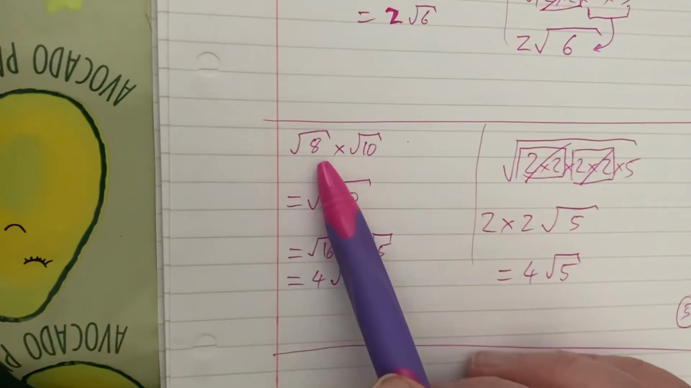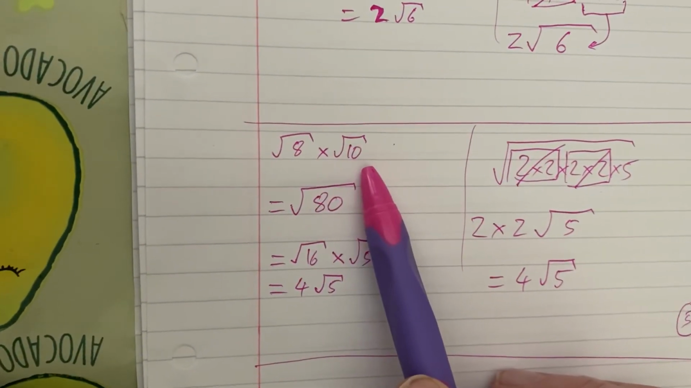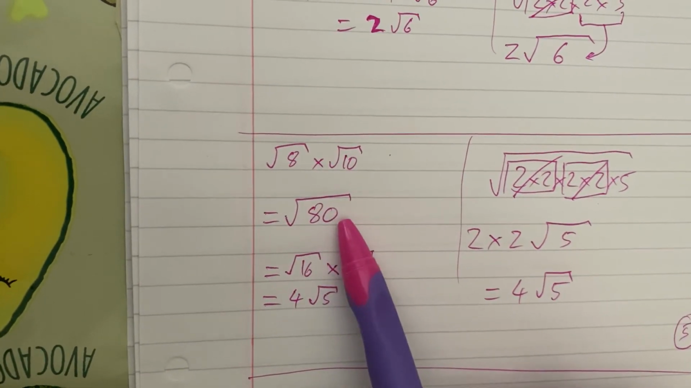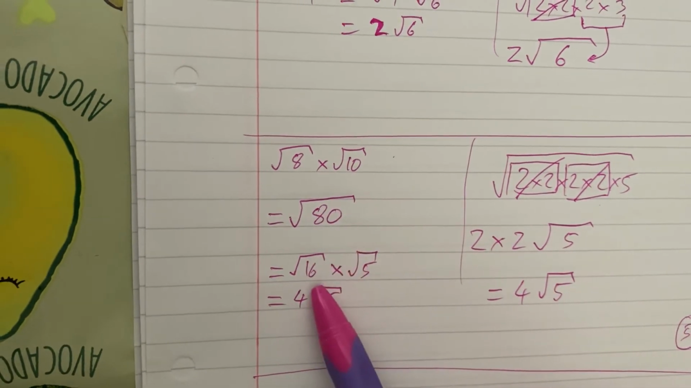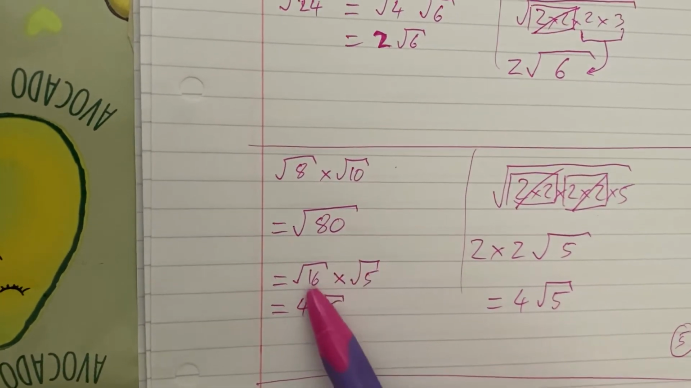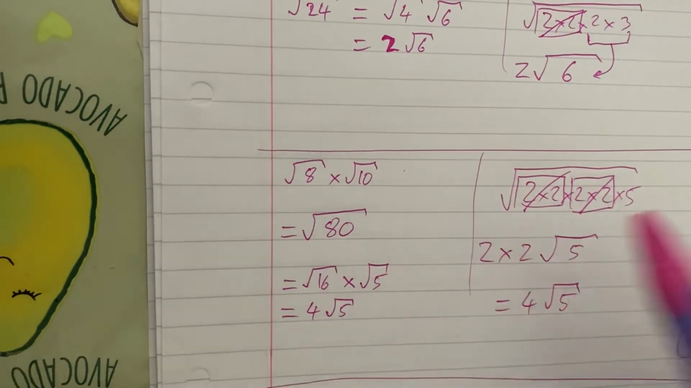On this one, 8 times 10, root 8 times root 10, so it's root 80. So again, perfect square, the biggest perfect square that goes in is 16. So 16 times 5 is 80. So root 16 is 4, so it's 4 root 5.